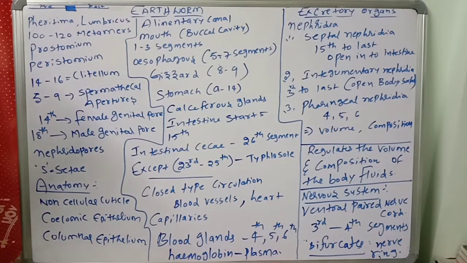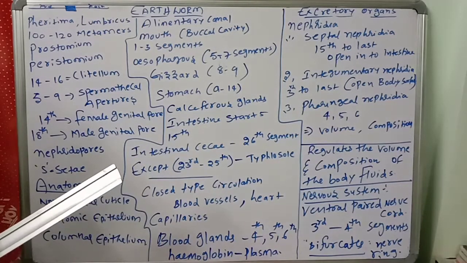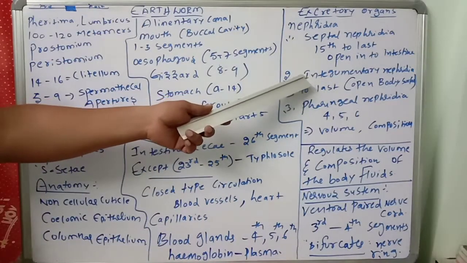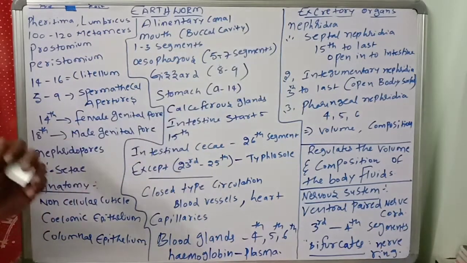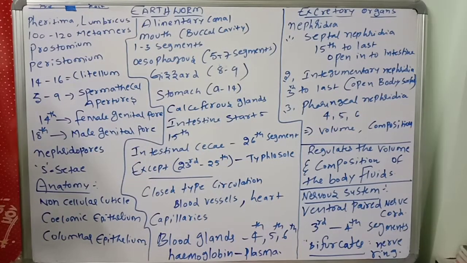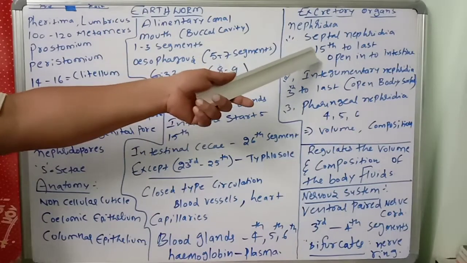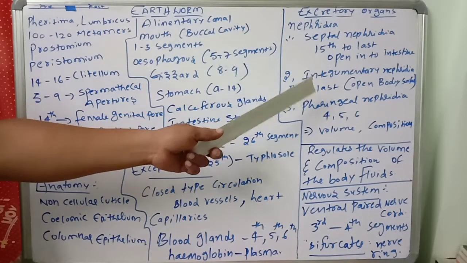Second one, integumentary nephridia. They are attached to the lining of the body wall from the third segment to the last, and they open on the body surface. Last one, pharyngeal. Septal nephridia, 15th. Integumentary nephridia, 3rd.